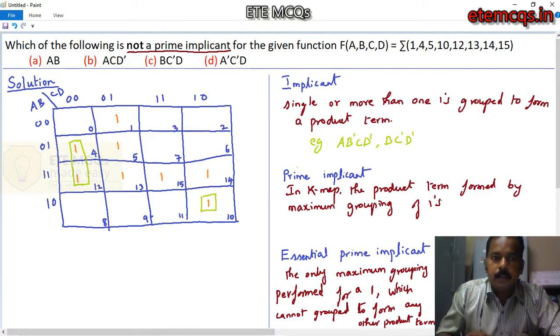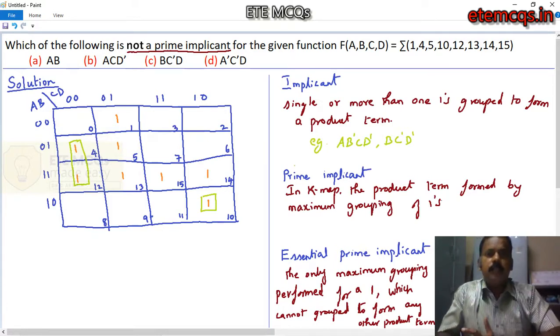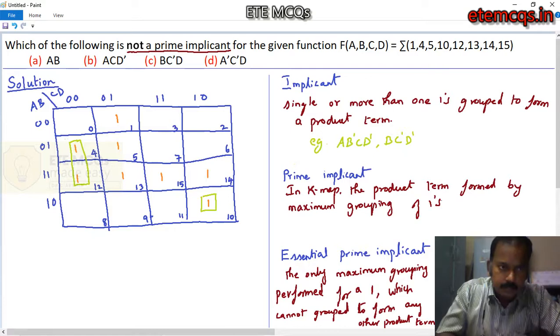Okay, now let us just see what a prime implicant is. Prime implicant, the grouping should be maximum. I can just perform this grouping. This grouping is far better. So what you get is B is constant in all the 4 cells, and here C is equal to 0 is constant. So it is BC dash.